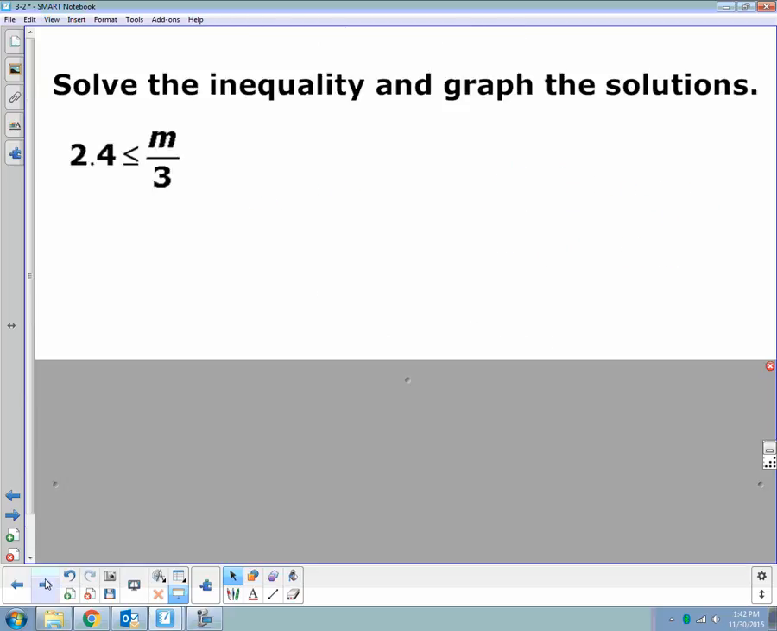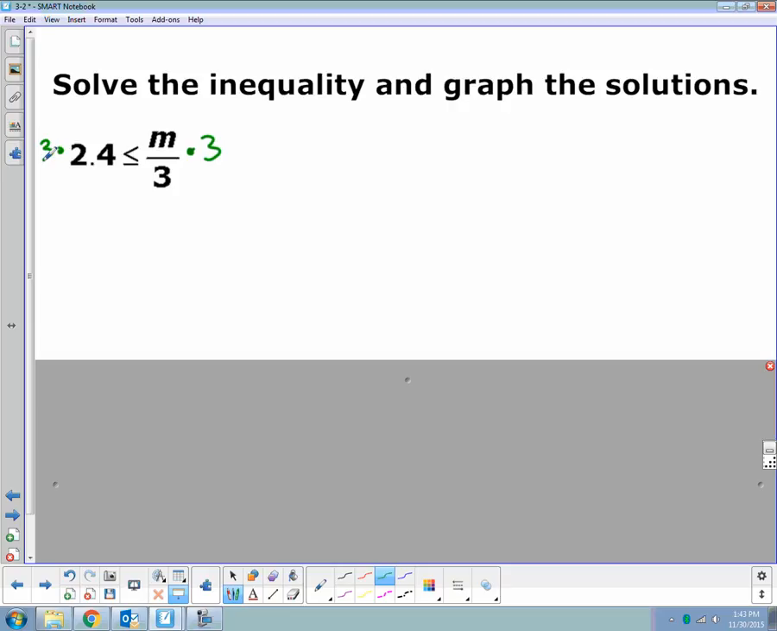Solving equations, now we're doing multiplying and dividing. So still the same idea. We've got 2.4 is less than or equal to m divided by 3. So we do that inverse operation. Opposite of divide is multiply. Multiply both sides times 3. Now, you can't see me doing this, but I'm covering up the decimal. 3 times 24 is going to be 72. So 3 times 2.4, 7.2.